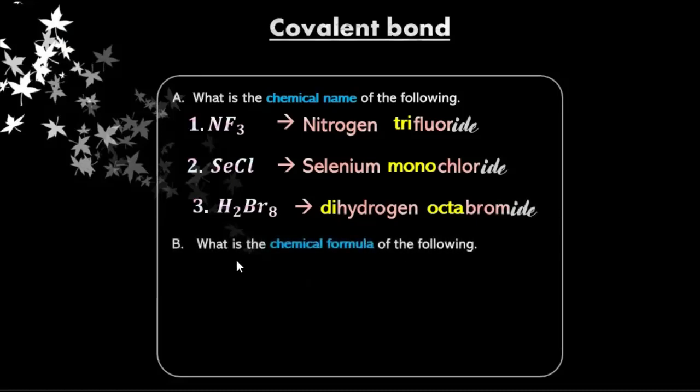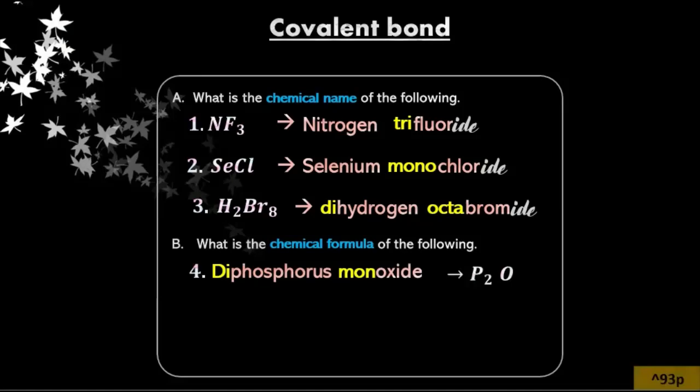Next is, what is the chemical formula given the chemical name? First example, diphosphorus monoxide. So the symbols are P and O, and the prefixes are di, which is 2, and mono, which is 1. So therefore, P2O.